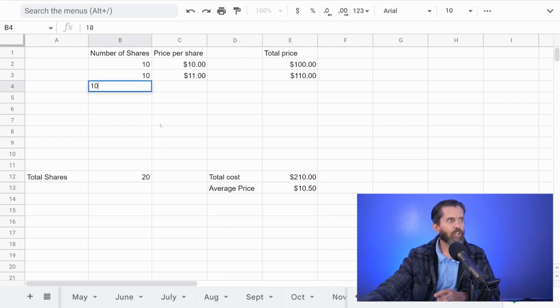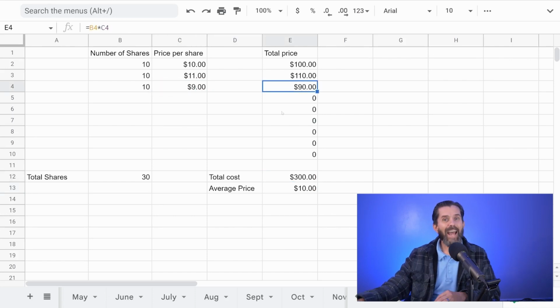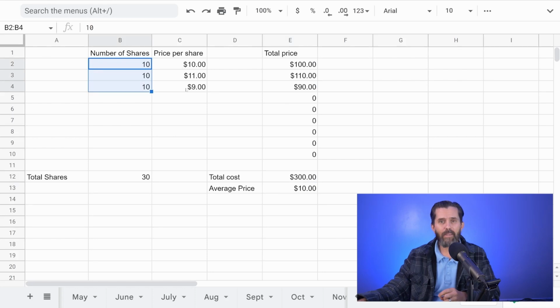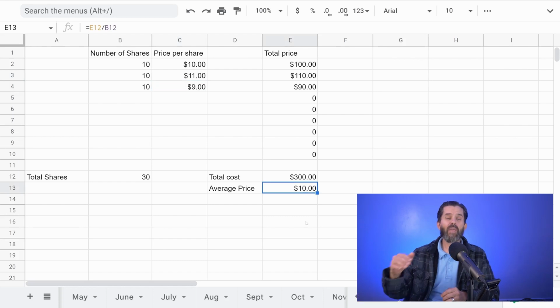Let's say you buy another 10 shares and it's down to $9 a share. So that's $90 total for that particular transaction. Now you have a total of $300 that you've invested into the account, 30 shares you've bought at 3 different prices. So your average price is back to $10 because the first time you bought was at $10, the second time was at $11, and the third time was at $9. So you can see the average is $10. So if that stock price at any point is over $10, you know you're in the green.